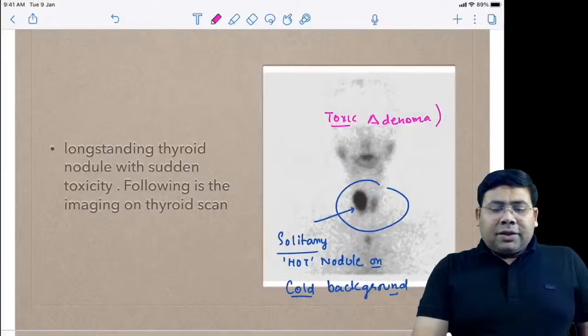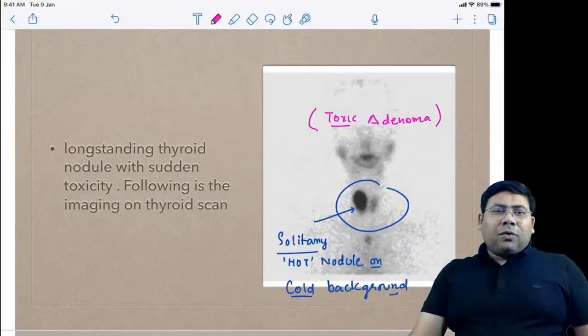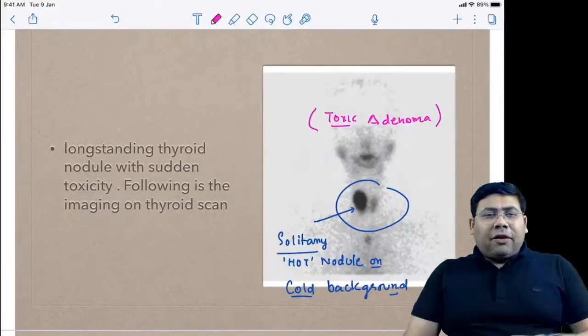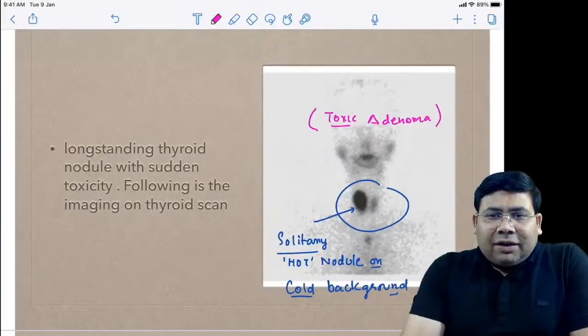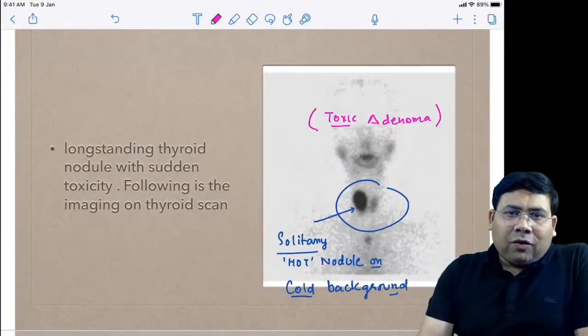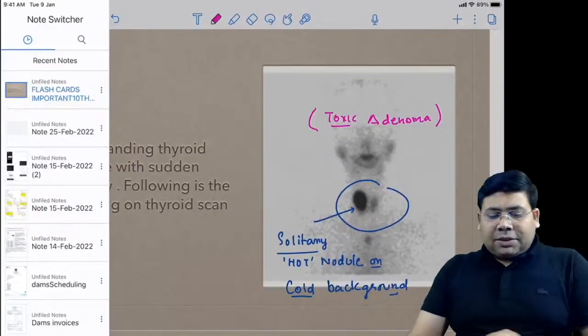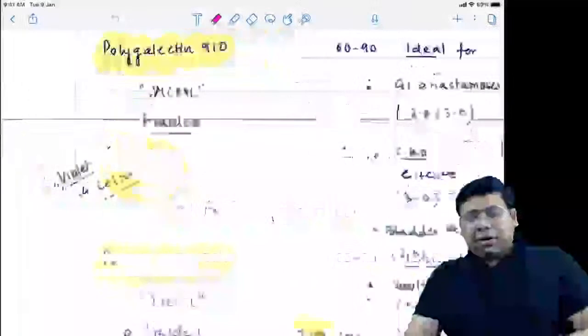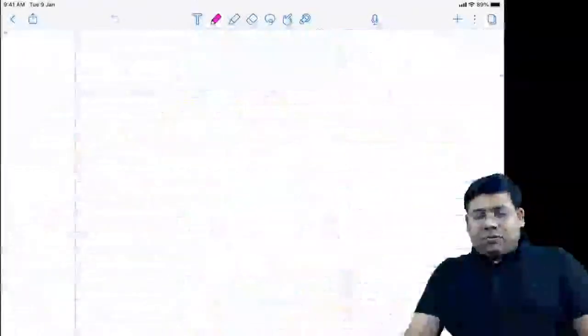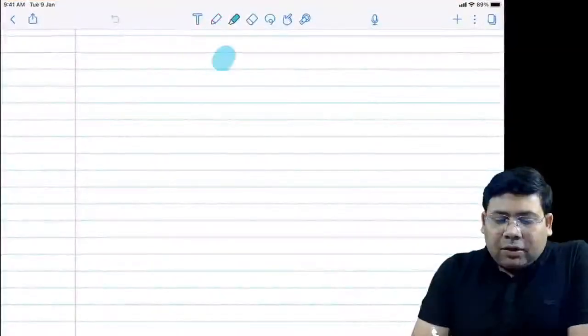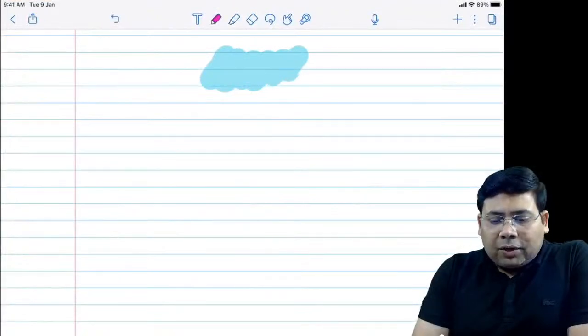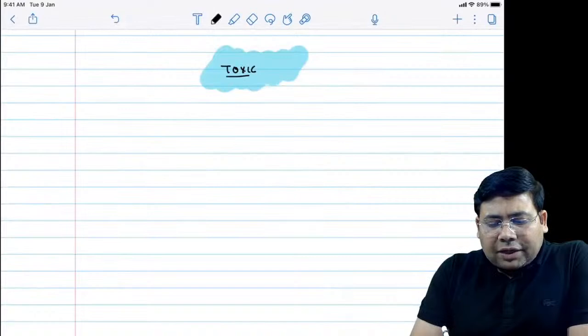So students, let us talk something about this toxic adenoma, its management and everything. With this flashcard, let us study the topic of hyperthyroidism and toxic adenoma. Let us talk about the concept of toxic adenoma. It's a very simple and easy concept.